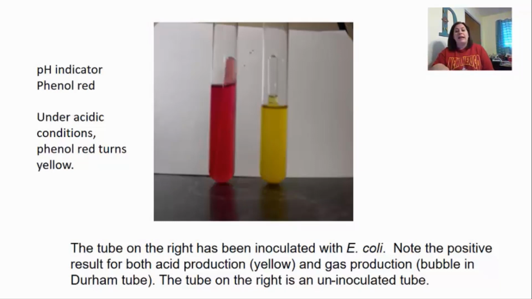The tube on the right has been inoculated with E. coli. Note the positive result of both the acidic production, which means it's yellow, but also if you'll notice in the Durham tube, that little tube on the inside, there's also gas produced in there. There's a bubble there, and this lets you know that it was undergoing fermentation. The tube on the right is an uninoculated tube, so that's what the tube would look like to begin with. It had the red color with no gas bubbles in the Durham tube.